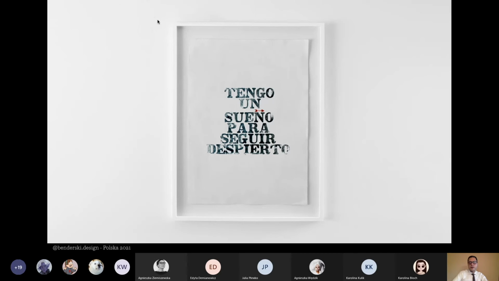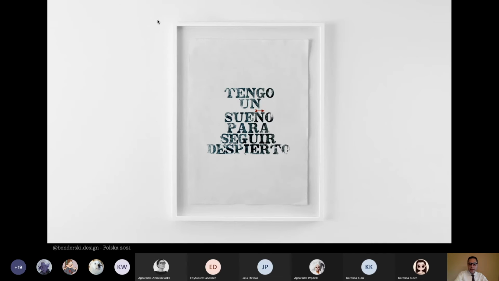This is a quote I saw on a graffiti in Uruguay. The graffiti says, "I have a dream that doesn't let me sleep." When I saw this quote, I liked it. But I said, you know something? Why a negative aspect? Why don't we transform that quote into something positive? I have a dream to continue being awake. So they both say the same message, but this one is positive.